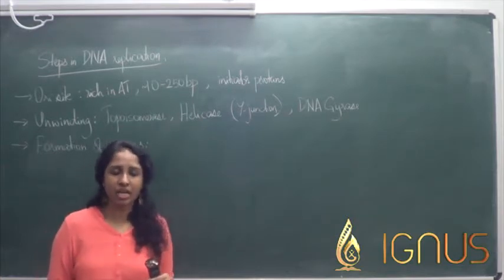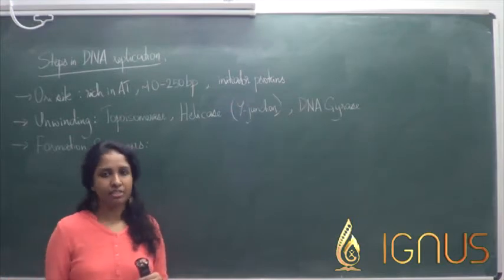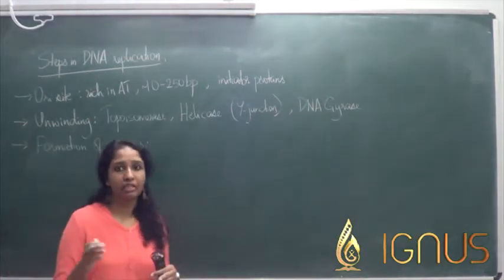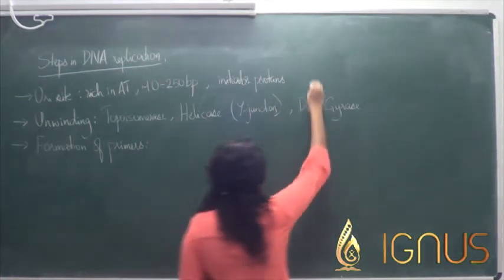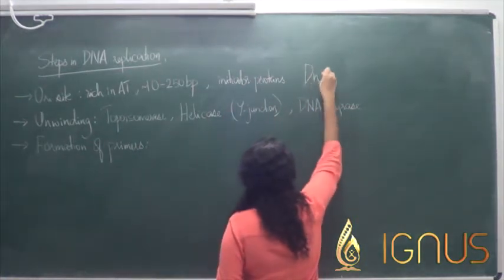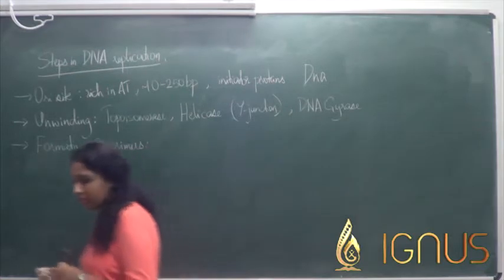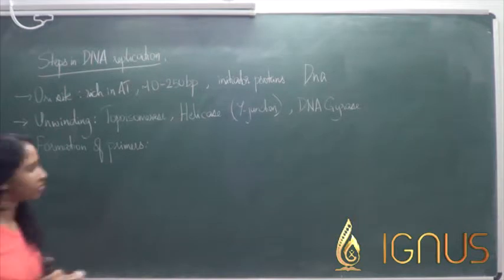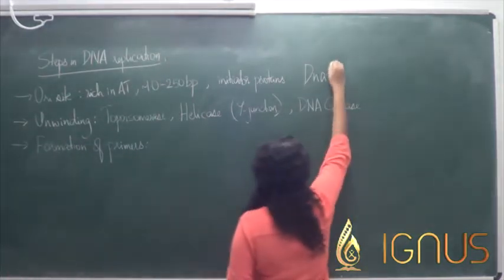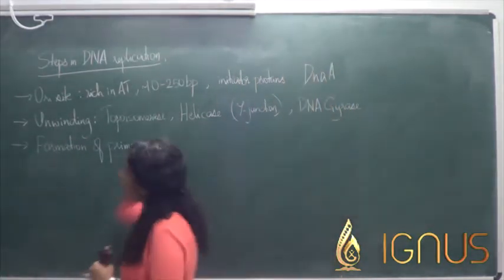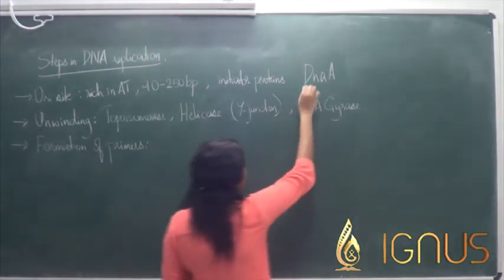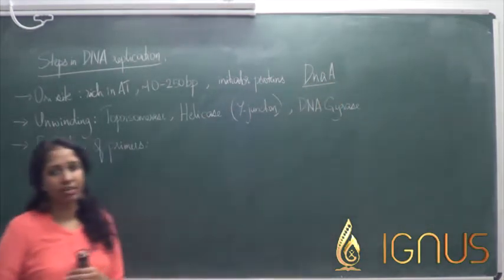So initiator proteins, like the name suggests, are initiators for the process of DNA replication. They are going to be binding to the ori site. Now, in case of E. coli, the ori site is known as DnaA. So this is the ori site for E. coli.